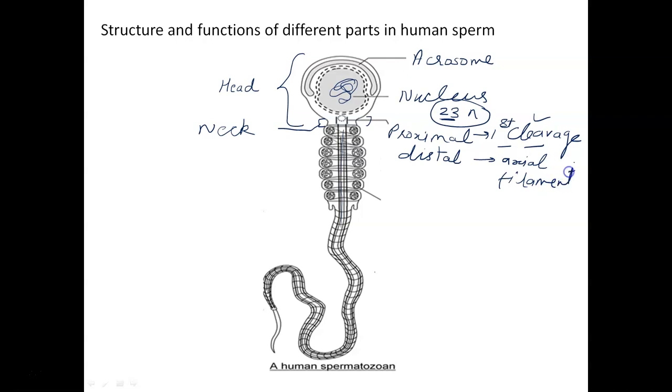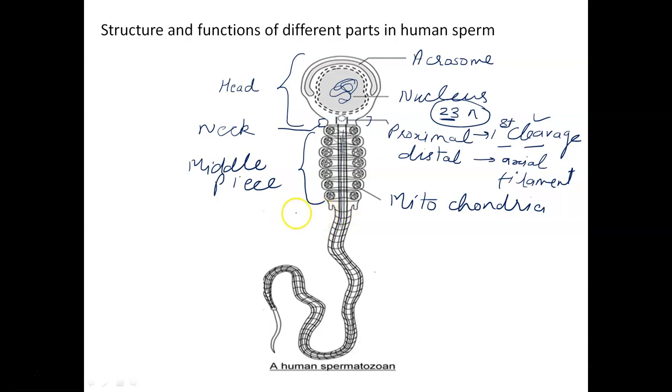Now the third part is the middle piece. The middle piece has, you can see the round structures here, these are actually mitochondria, which are large in number here. Why? Because the sperm needs a lot of energy to travel from the female reproductive tract to the site of fertilization, that is the oviduct.